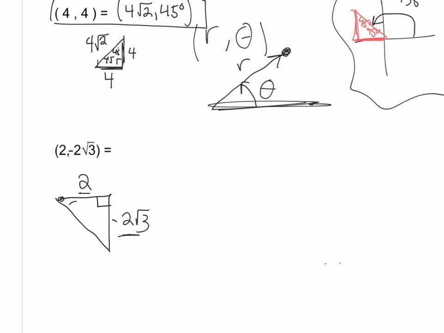The 60 always goes next to the shorter leg, so the 60 must be up near the 2, and the 30 must be down in that corner. Again, I need my angle of rotation and I need my r. My r is just going to be the hypotenuse, which is the shorter leg times 2. 2 times 3 would give me 6, so my r here is 6.